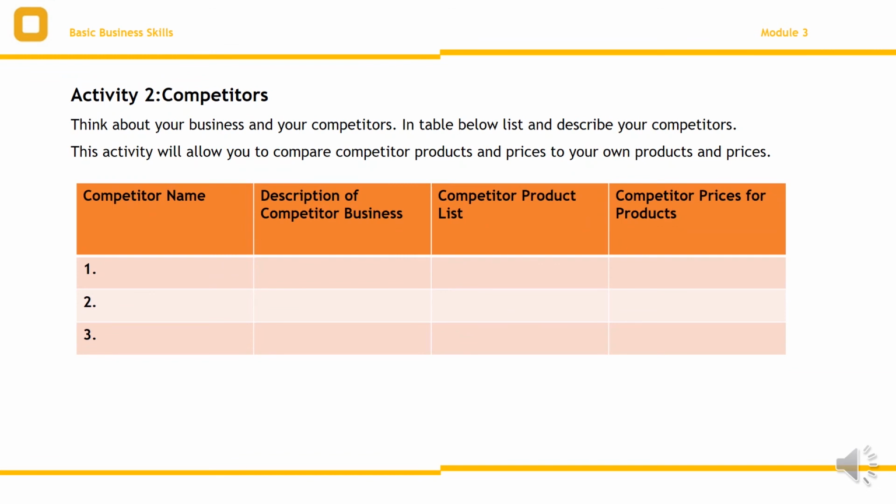So in terms of understanding your competition, you need to first of all find out who your competitors are. You need to describe and be able to understand their business. You need to look at their products. You also need to look at how they're pricing their products. So activity 2 asks you to identify who your competitors are, describe their business, list the products and services, and look at their pricing. This then allows you to make a comparison of your business compared to your competitors.